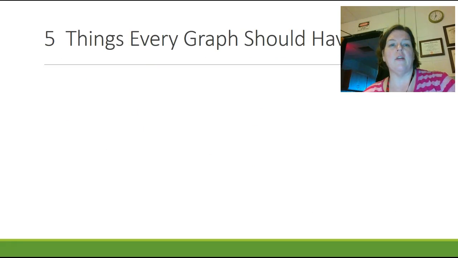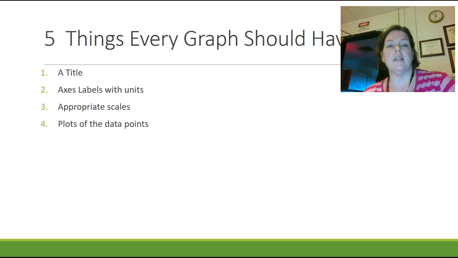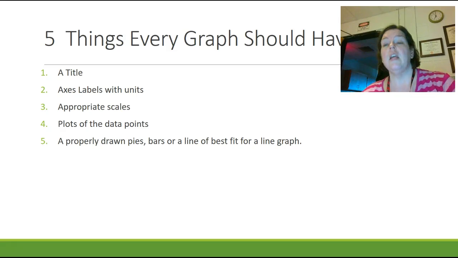Okay, five things that every graph should have. Should have a title, should have axes with labels and units, should have appropriate scales, should have plots of data points, and they should have either properly drawn pies, bars, or lines of best fit. So I'll explain that as we go.